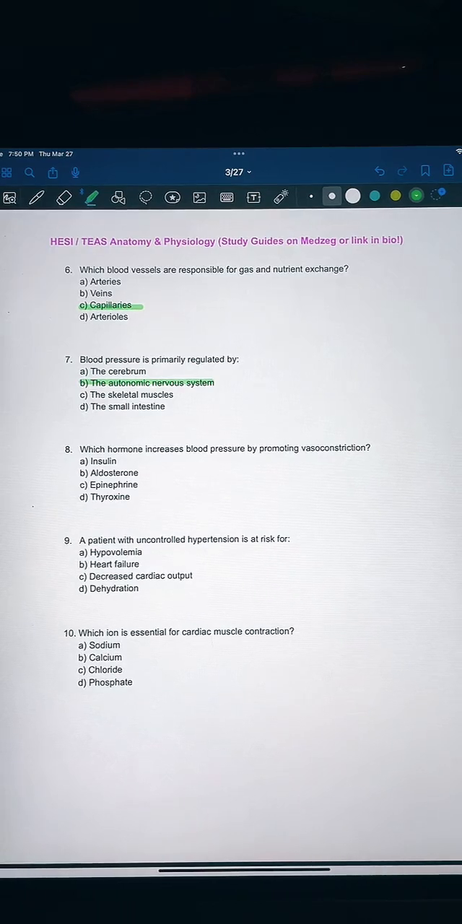I'm doing pharmacology tomorrow. Hello from Georgia. Hello, welcome.